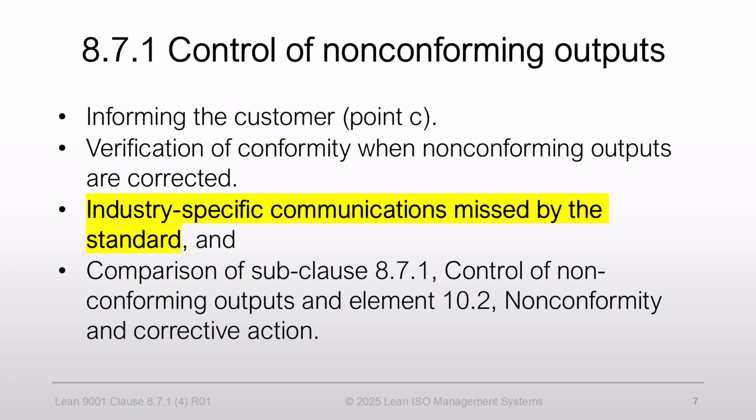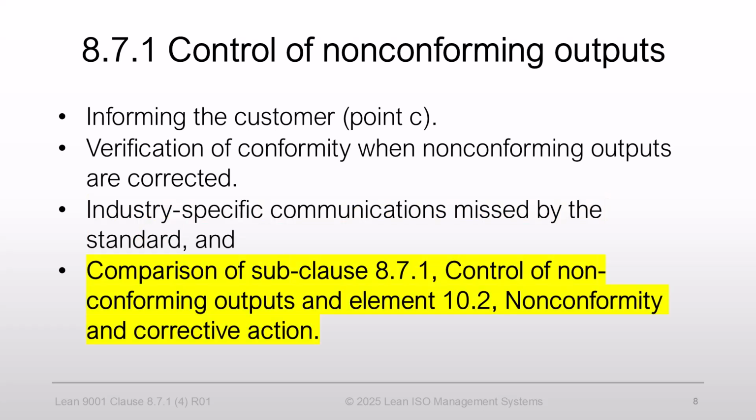process. Another requirement the standard missed is communication with suppliers in case of nonconformities. Organizations may need to notify suppliers to investigate and prevent recurrence where nonconformities involve supplier-provided products. Additionally, some industries may require key stakeholders, such as quality and risk management teams, to be informed of significant nonconformities, especially when they can impact safety or compliance issues.